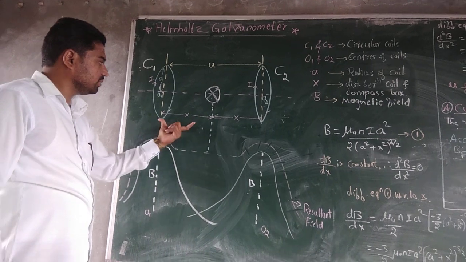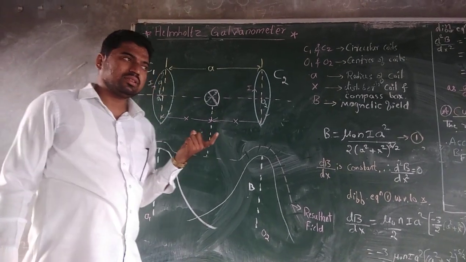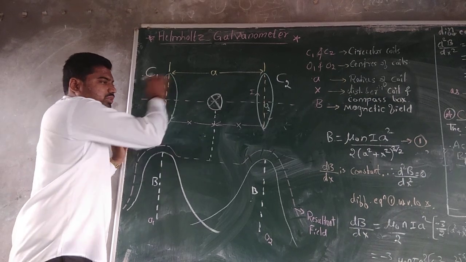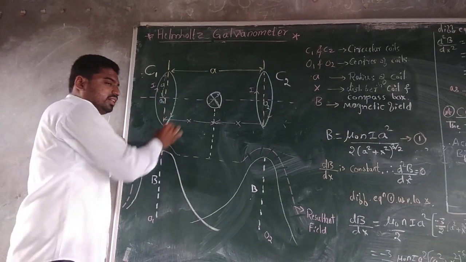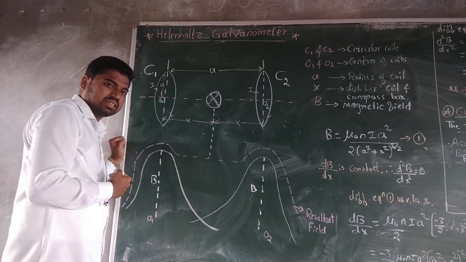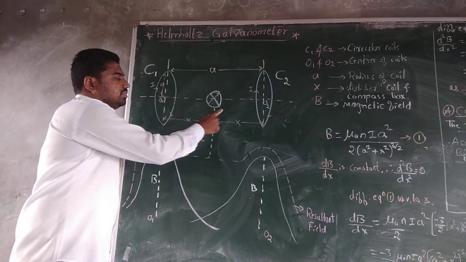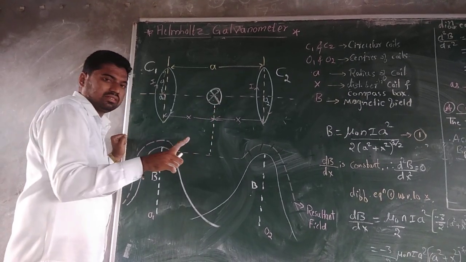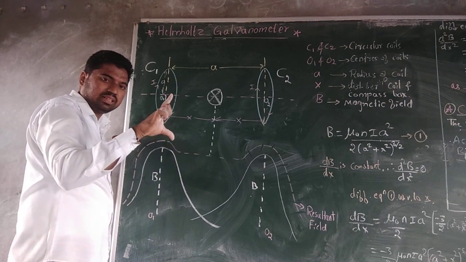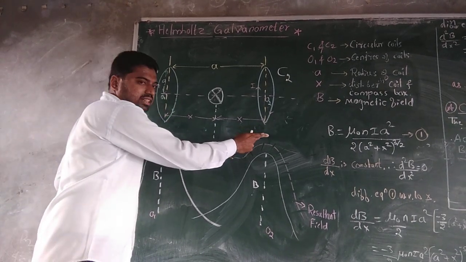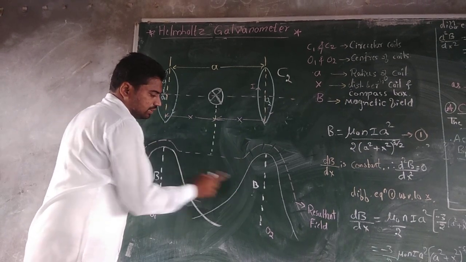Already you should know that when current passes through a conductor or circular coils, a magnetic field is automatically produced. When that magnetic field is produced, the magnetic needle in the compass box shows the deflection. Here two circular coils are there, therefore two magnetic fields are produced.